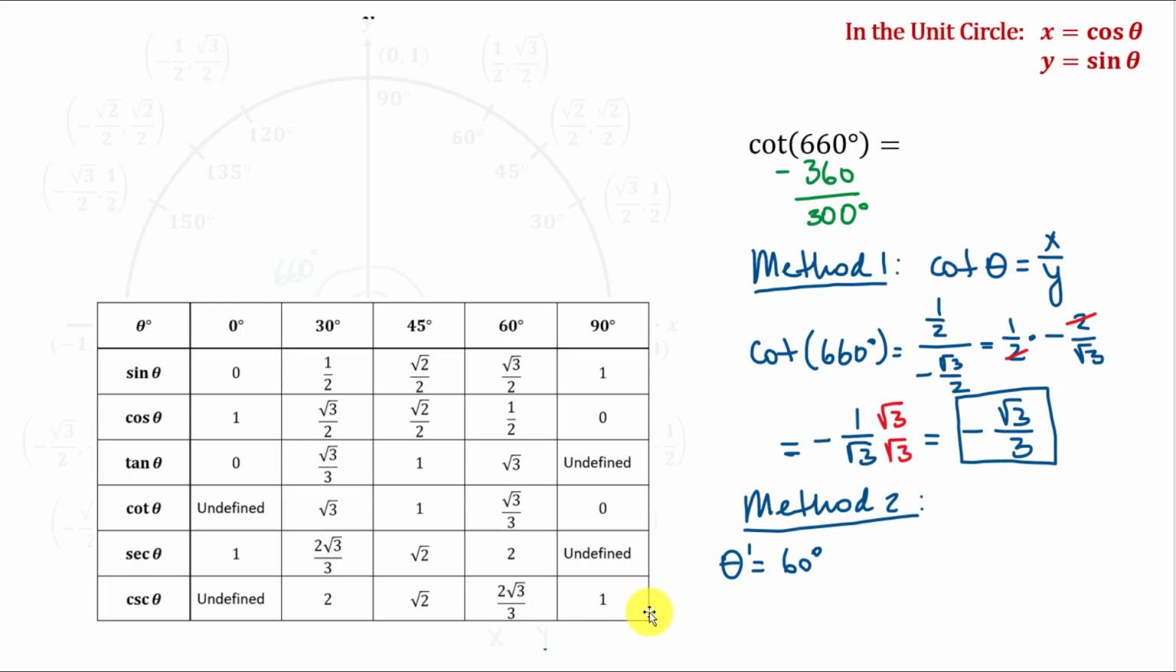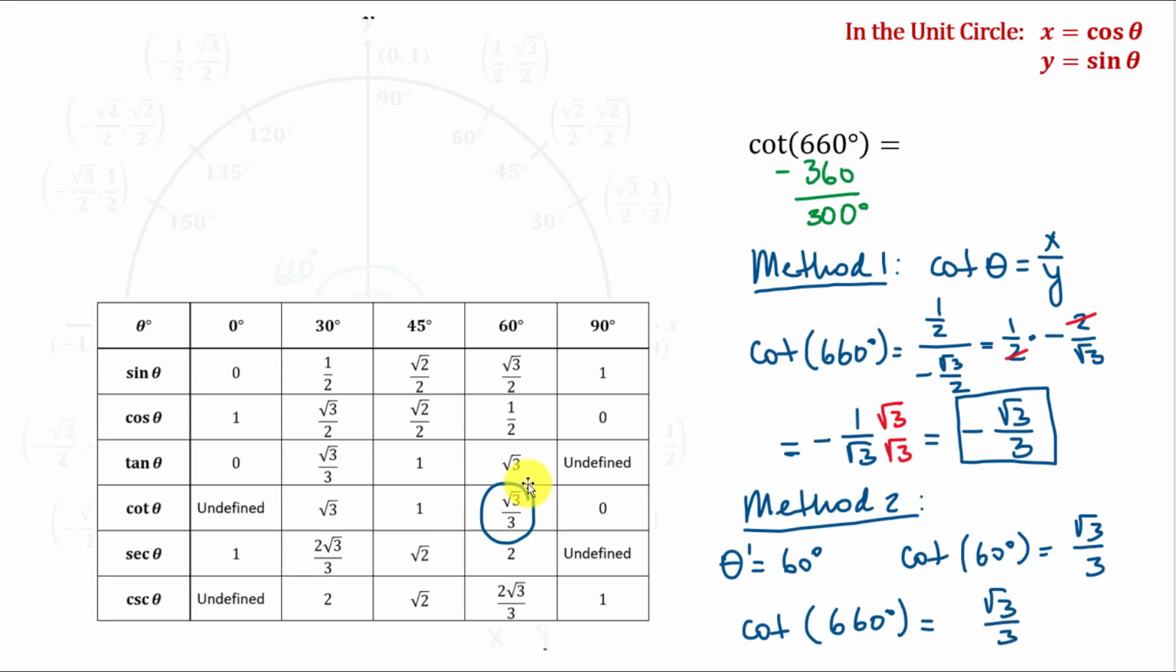So again, I'm going to refer to the table of trig function values to find cotangent of 60-degree angle. Here's 60-degree angle, that's this column with all the values, and I need cotangent. Cotangent is right here, radical 3/3. And right away, I can say that cotangent of my angle, 660, will have exactly the same numerical part. But I need to make sure to verify the sign.